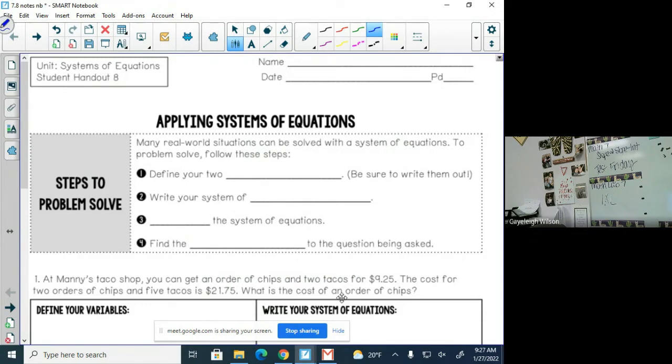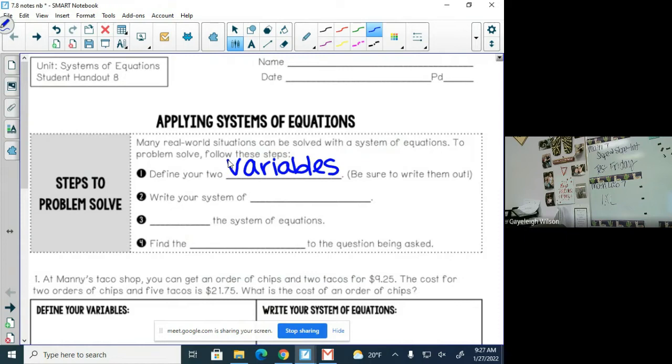Okay? So it says, many real-world situations can be solved with a system. To problem solve, follow all these steps. The first thing we're going to do is define your two variables. If your problem's talking about tacos and burritos, you're going to say, okay, X is going to represent my tacos, Y is going to represent my burritos. If it's talking about nickels and quarters, X is going to represent my nickels, Y is going to represent my quarters. You're going to tell what those variables mean. That's what's called define a variable.